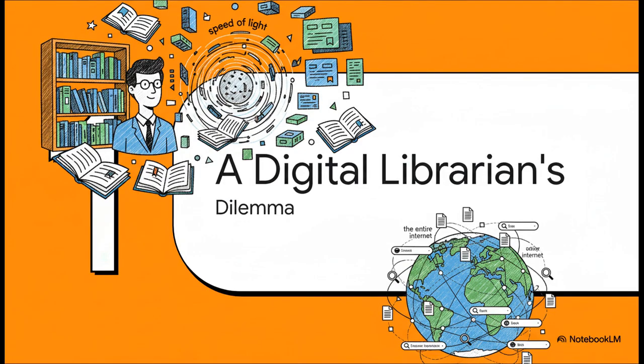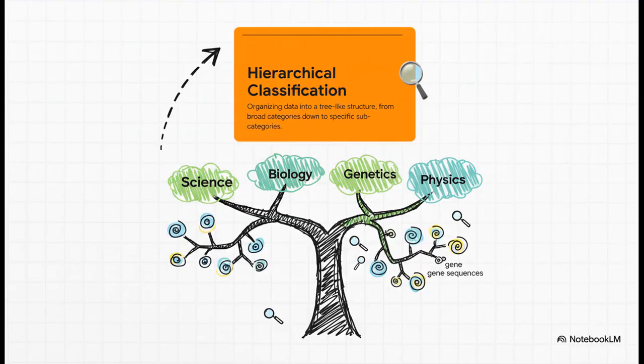To solve this, researchers looked to a concept that's, believe it or not, kind of old school, but they gave it a massive modern upgrade. I want you to think of a librarian, but a librarian that works at the speed of light and has to organize the entire internet. Okay, so the technical name for this is hierarchical classification.